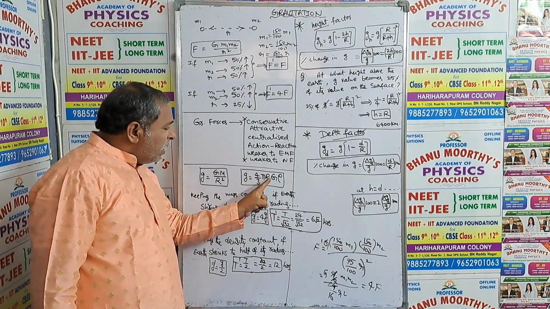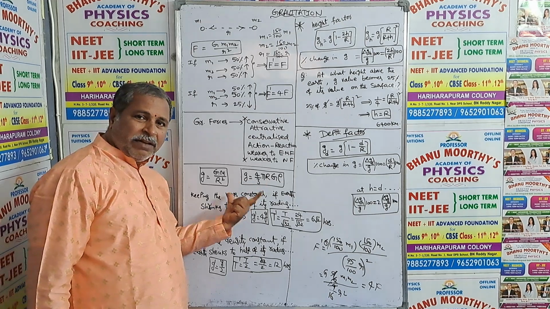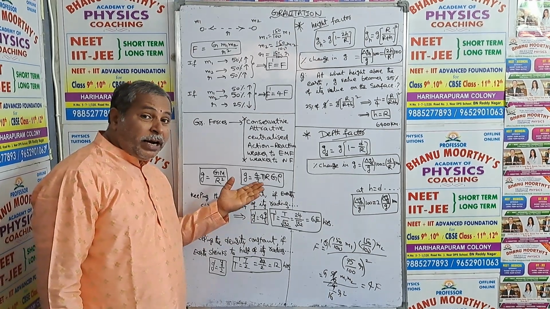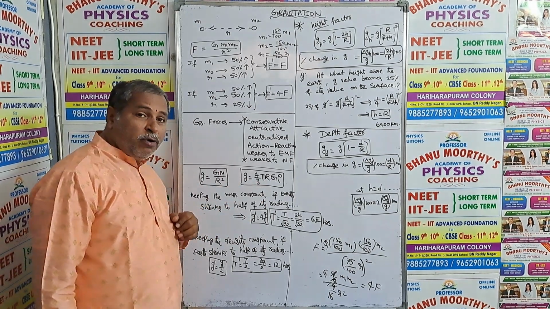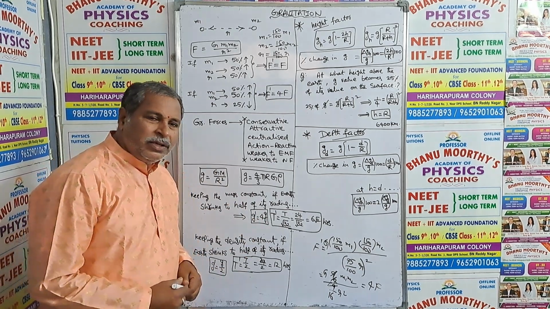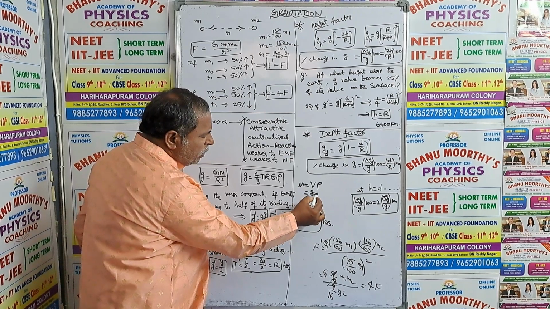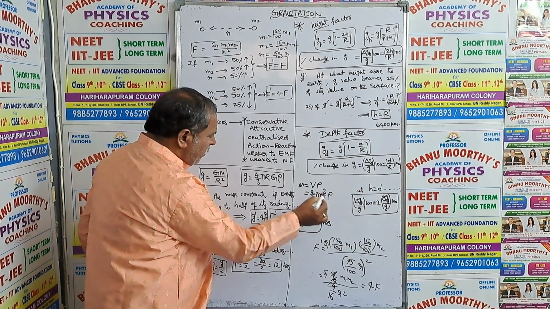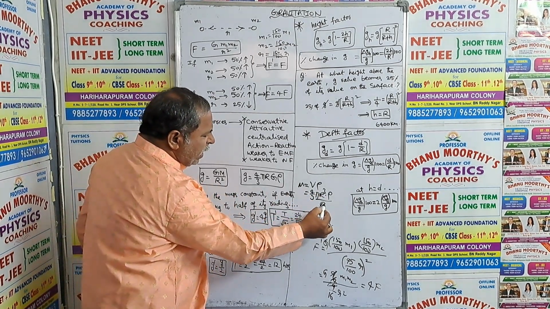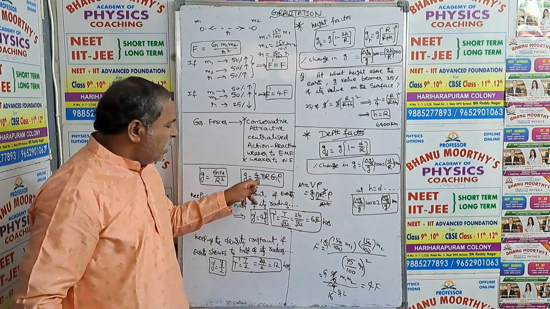In terms of density and radius, this is the formula, 4 by 3 pi r G rho. How can you get this value? The M value I am going to get from there. So capital M equals volume into density. Volume means 4 by 3 pi r cube into density, divided by r square. When r square gets cancelled, you will get this formula.